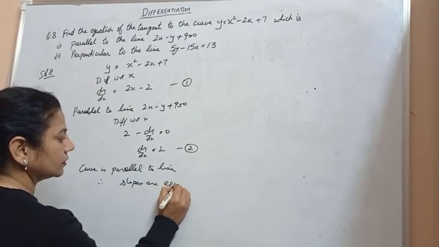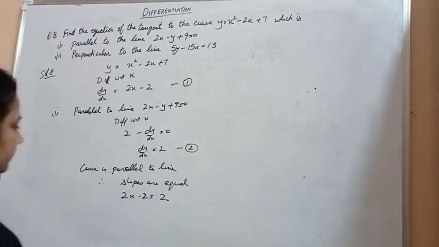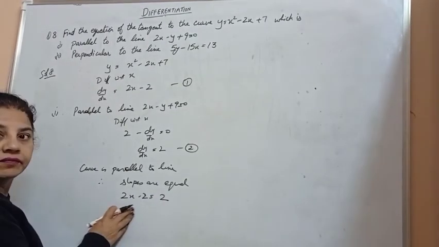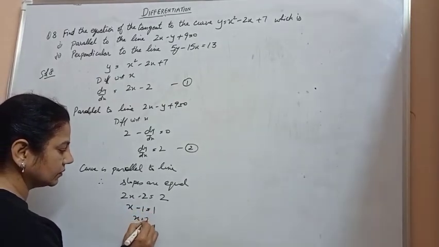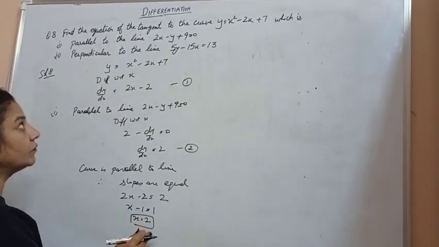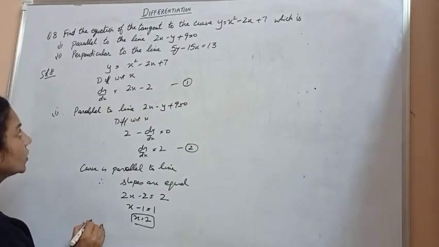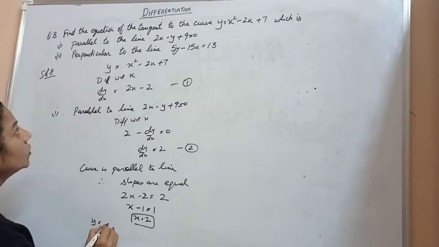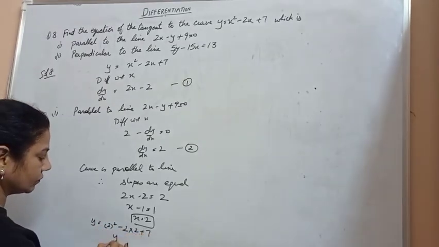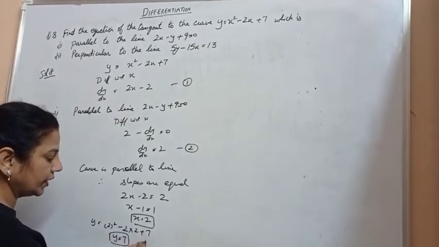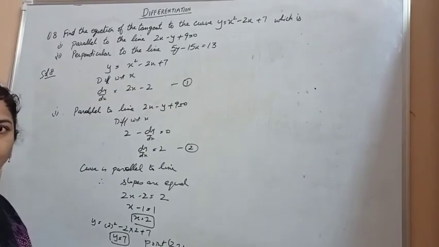Slopes are equal. That means 2x − 2 = 2. Divide throughout by 2. x − 1 = 1. x = 2. Put the value of x in the curve to calculate the point. So I get y = 2² − 2 × 2 + 7. So y = 7. So the point is (2, 7).